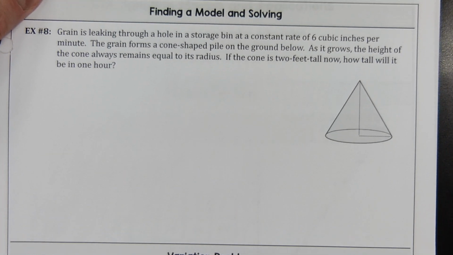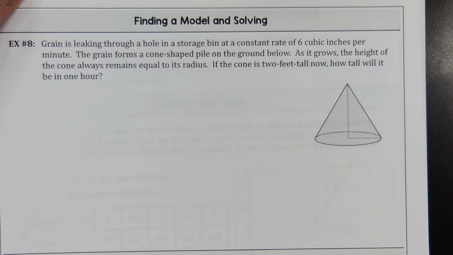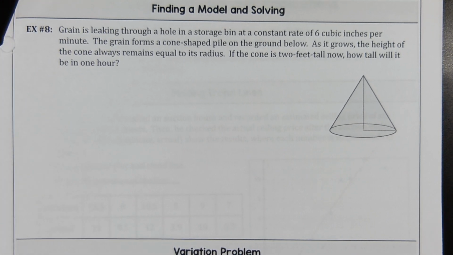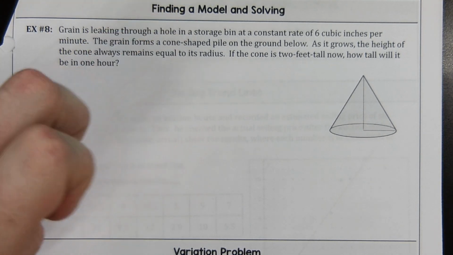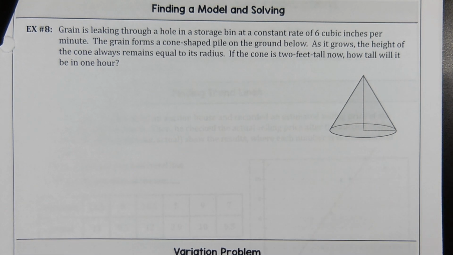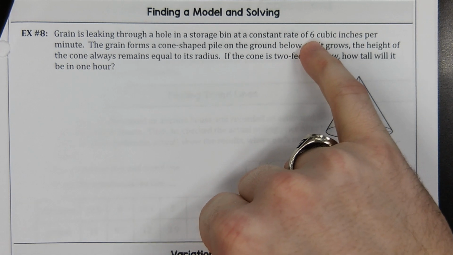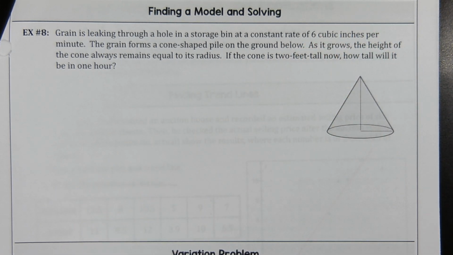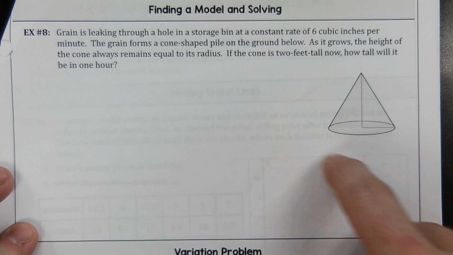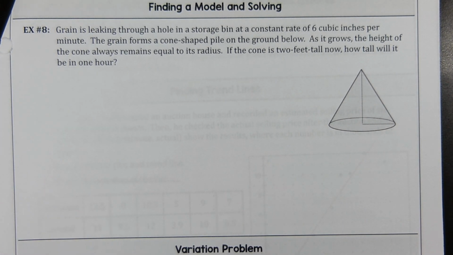Hey, look. Here's that right circular cone again. This time, we're going to describe a real-world problem. Grain is leaking through a hole in a storage bin at a constant rate of 6 cubic inches per minute. So this is a volume per minute situation here. The grain forms a cone-shaped pile on the ground. As it grows, the height of the cone always remains equal to its radius.